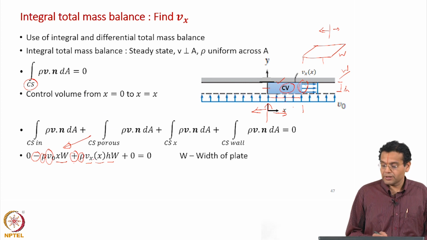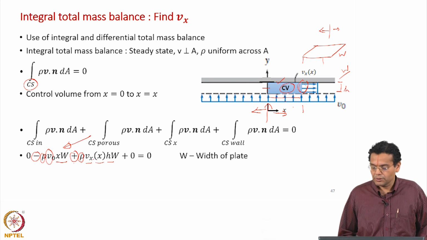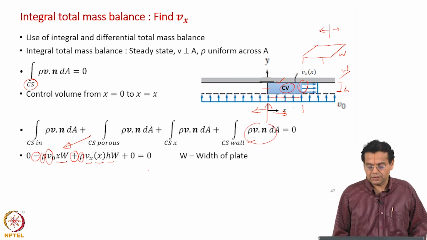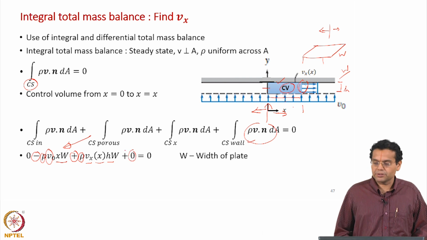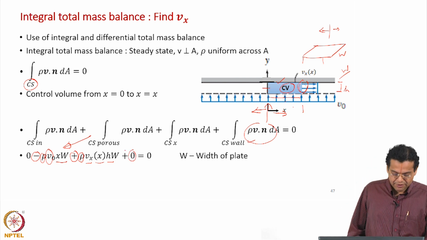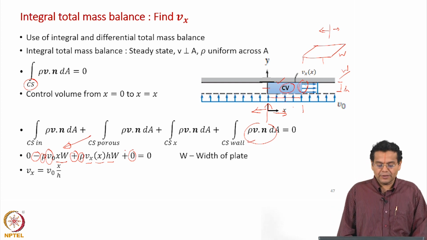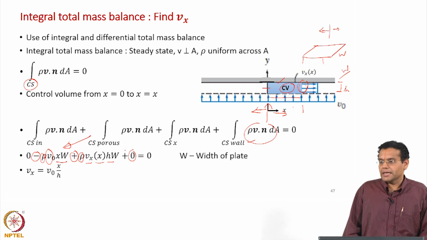and the magnitude is v x, area is h w. Of course, there is no penetration through the wall, hence this term also does not contribute, once again that is 0. So, now let us simplify this. Our objective is to find what is v x. So, v x is v naught into x by h.